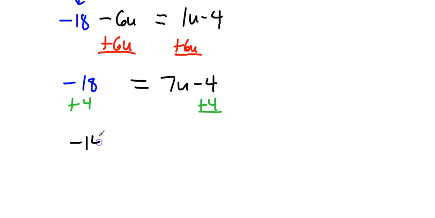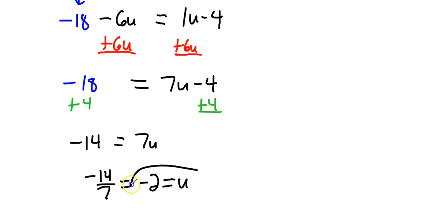Let's say negative 14 equals 7u. Divide those two, so the u would equal negative 2. Good. Now, you have to check.